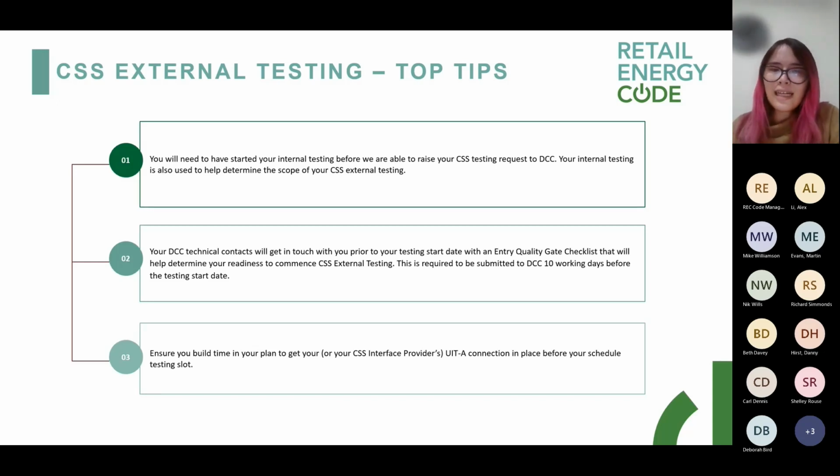Also, as mentioned, your DCC technical contacts will arrange a meeting with you prior to the testing starting. As part of this, they will share an entry quality gate checklist that will help determine your readiness to commence the external testing phase. And you'll need to provide this checklist back to them 10 working days before the start date. Thirdly, please also ensure that either you or your CSS interface provider has connected to the UAT test environment prior to commencing your CSS external testing, as once again, if you're not connected to the test environment, you can't run the different scenarios. So if we now move on to the next slide.